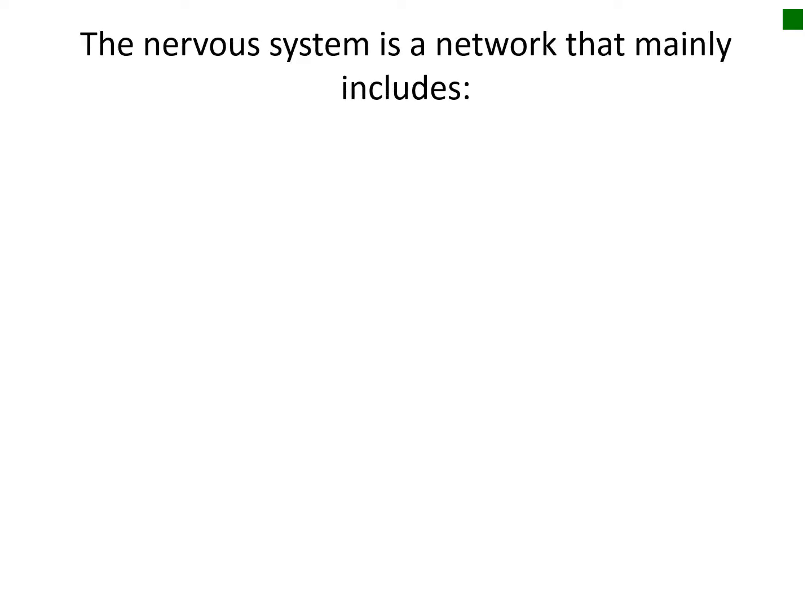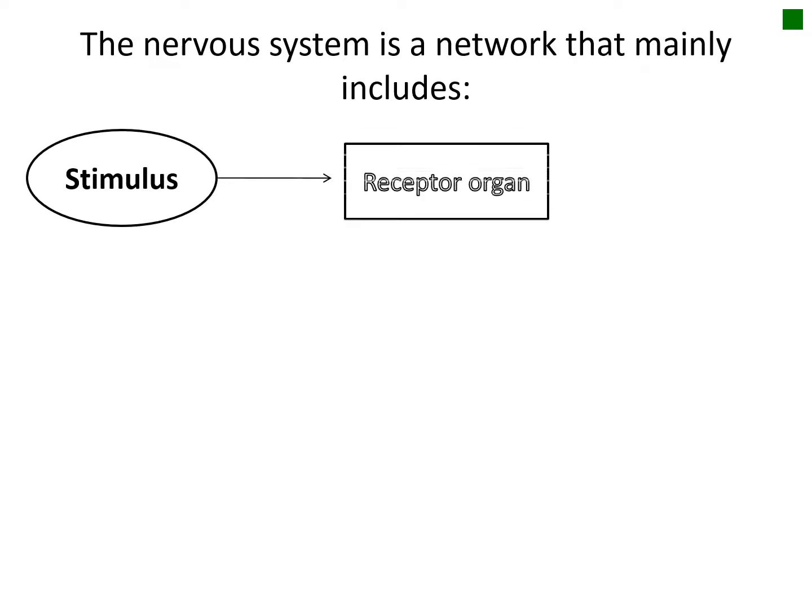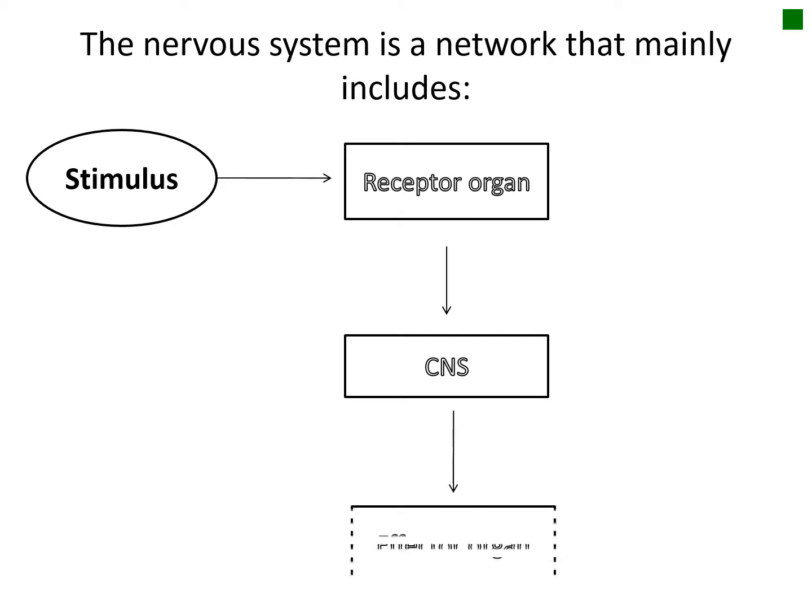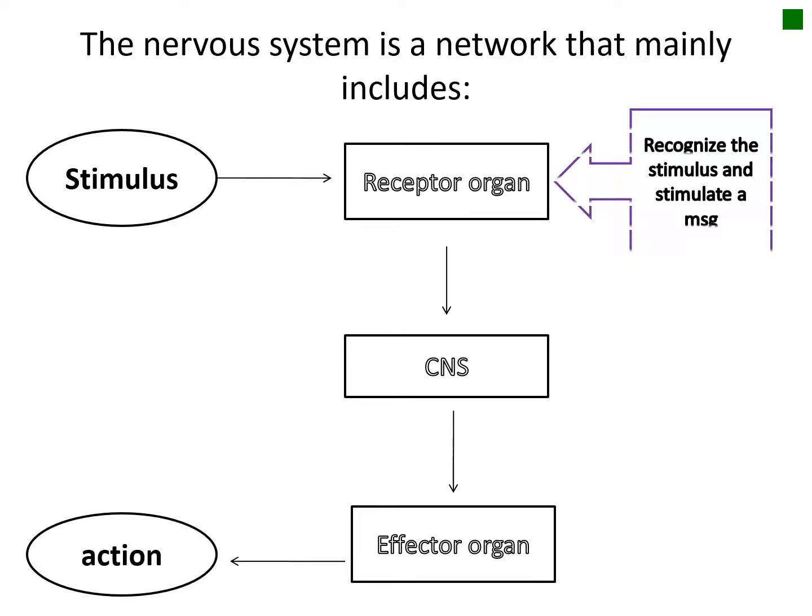Hello, grade 10 students. In this presentation, we're going to talk about the mechanism of the nervous system, activity 2. The nervous system is a network that mainly includes a stimulus that induces a reaction through the receptor organ. Then the receptor organ will send a message to the central nervous system, and the central nervous system will send it back to an effector organ, which will induce a response or an action.